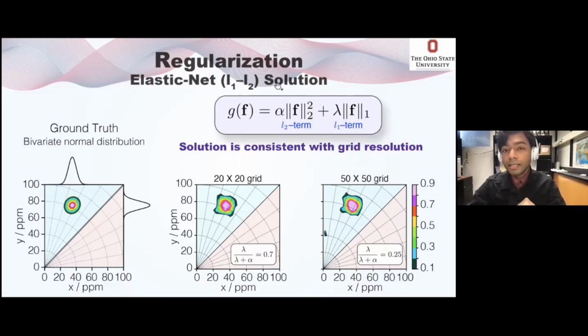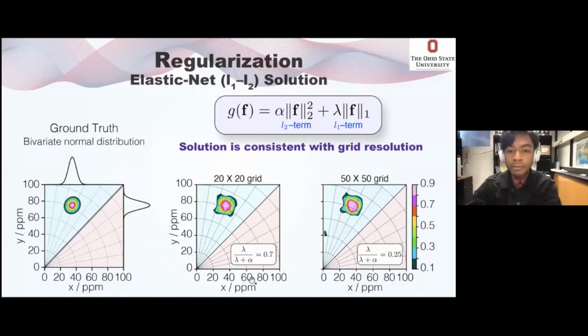So what this does is L1 promotes sparsity, but L2 terms promote grouping of closely related amplitudes. And depending on the relative contribution that we add into the regularization, we can either make a solution sparser or make the solution more L2 dominant.